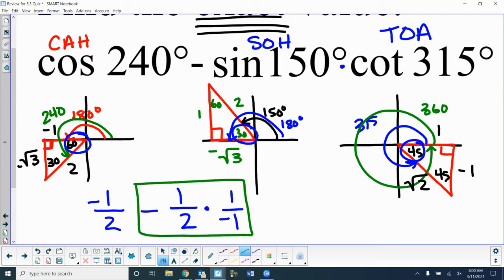Okay, so I have to do this problem first. -1/2 times -1. So this is just -1/2. What's -1/2 times -1? Positive 1/2. Thank you. What's -1/2 plus 1/2? 0. So the exact answer is 0.